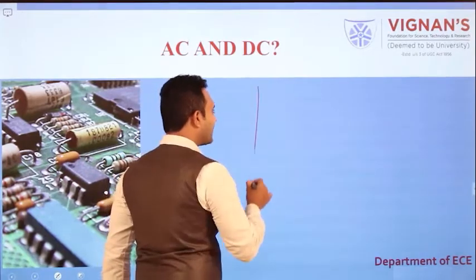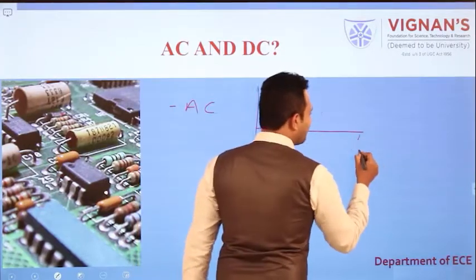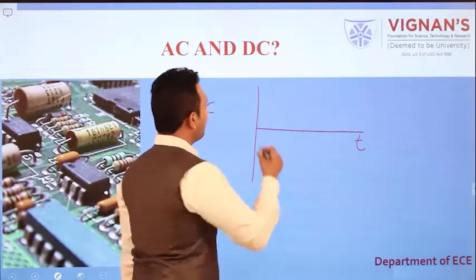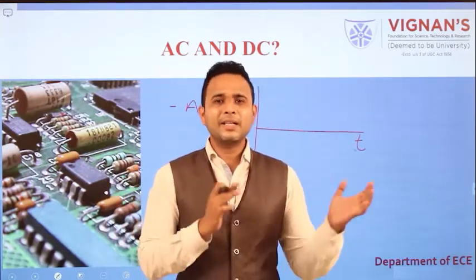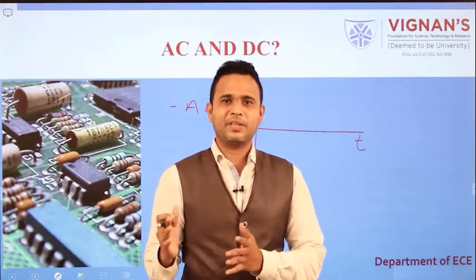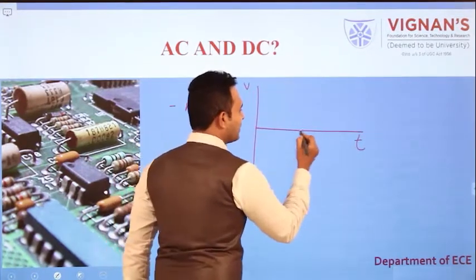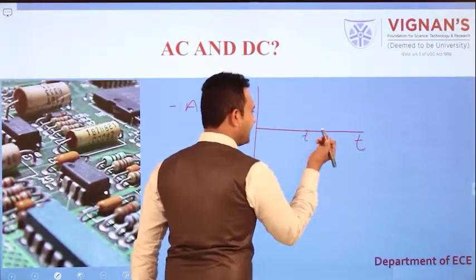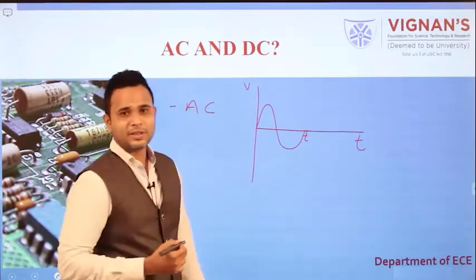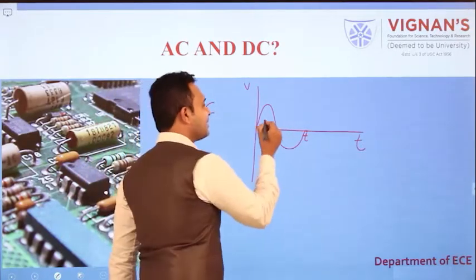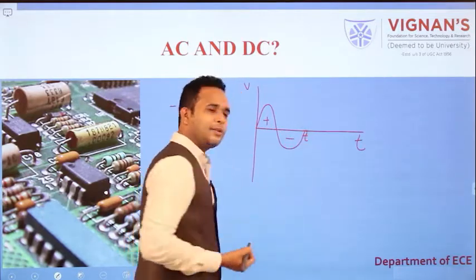Graphically, if we take time on the x-axis and voltage on the y-axis, how will AC be represented? AC is continuously varying with time. If I take the time period as T, AC is varying along with the time. So AC consists of two peaks, one is the positive peak and one is the negative peak.